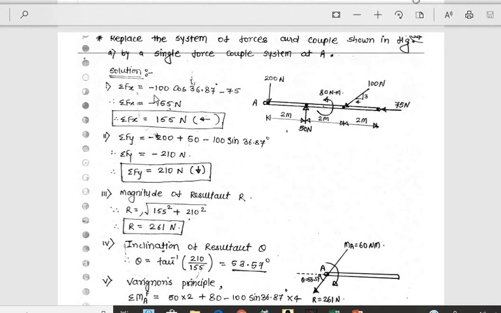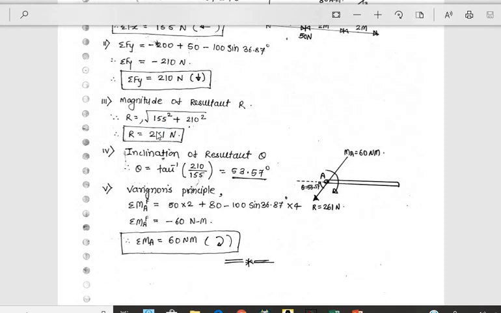Okay, so Fx is minus 100 cos 36.87 minus 75, only two forces have components in this direction. So Fx is minus 155 Newton, going in the left direction. Fy is equal to minus 200 plus 50 minus 100 sin 36.87, so minus 210. Its magnitude R is equal to square root of 155 square plus 210 square, 261. Theta is tan inverse of Fy by Fx, which is 53.57.